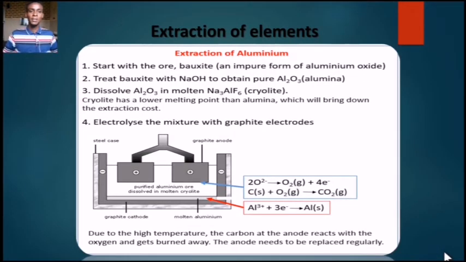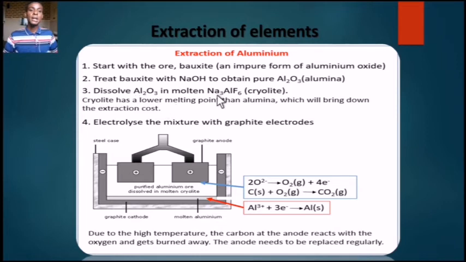So extraction of aluminium. I'm going to be using aluminium. Why I consider this very important, the extraction of aluminium, I'm going to go through it. It's the same process, the same electrolysis, so it's not going to be a problem. So let's start with this first. The ore of aluminium is bauxite. We use bauxite. It's an impure form of aluminium oxide. The treatment process we're going to learn later on as we advance.